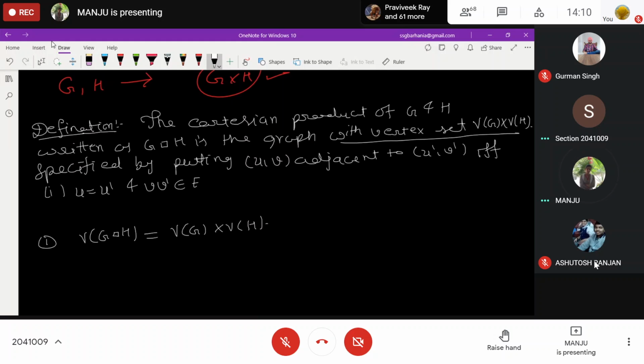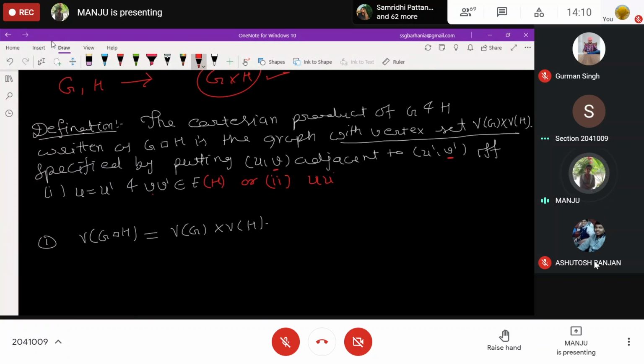G or H? Now tell me, U and U dash, V and V dash lie where? In which graph? Sir, U and U dash lie in the G graph, and V and V dash lie in the H graph. So now tell me, this edge V V dash can be present where? In the graph H? Yes or no? Belongs to H.